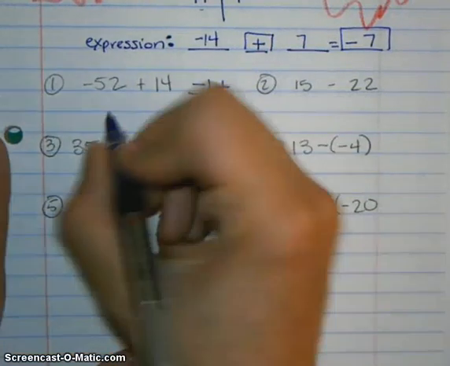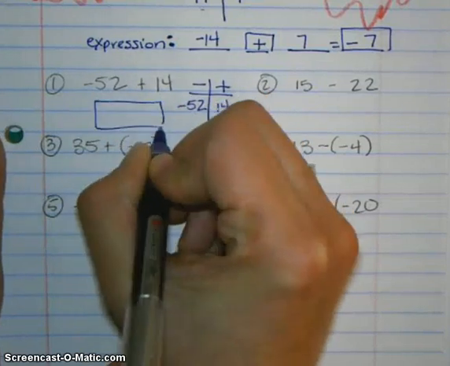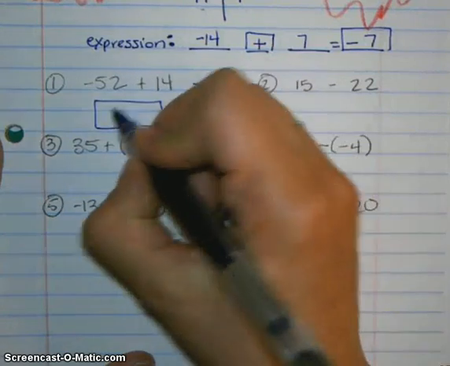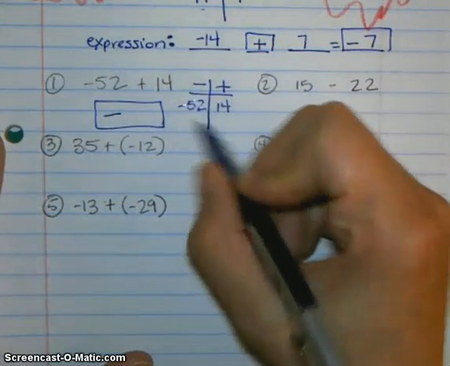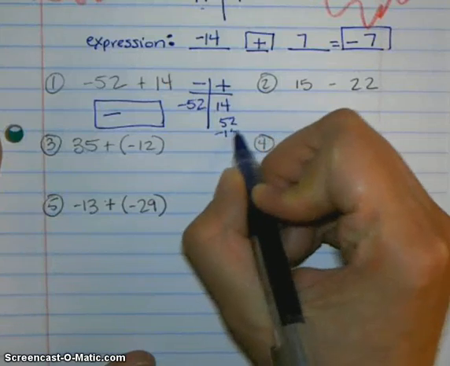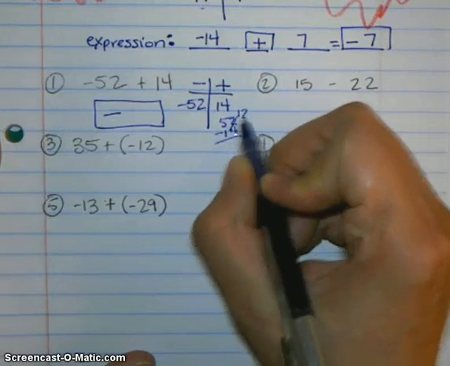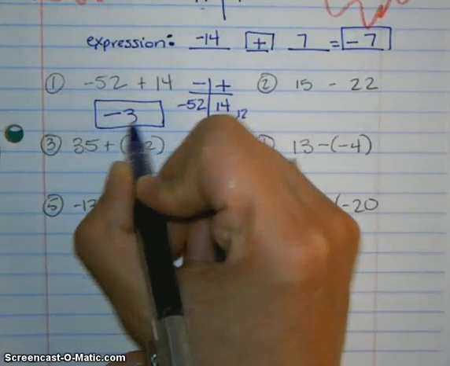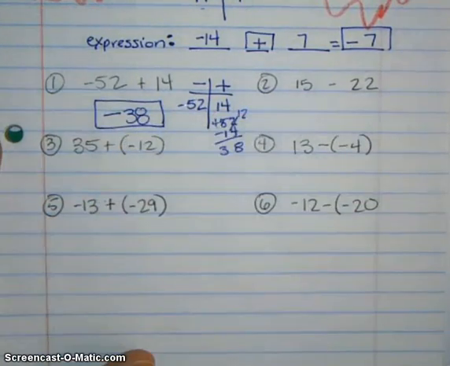To figure out my answer, I'm going to first look at who wins this game. Well, the negative team has to win because they have more points. And then how many points do they win by? I have to subtract 52 minus 14, and I get 38, so my answer is negative 38.